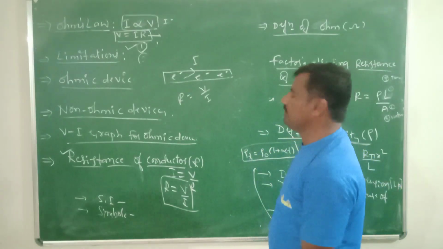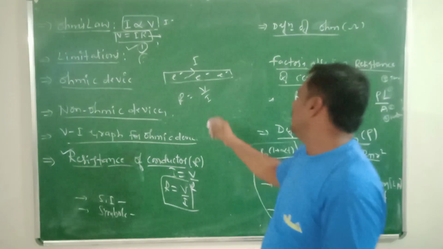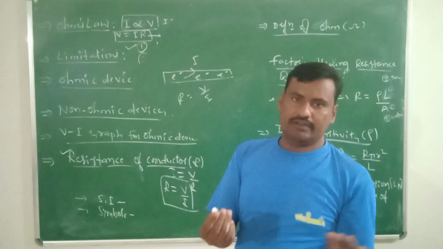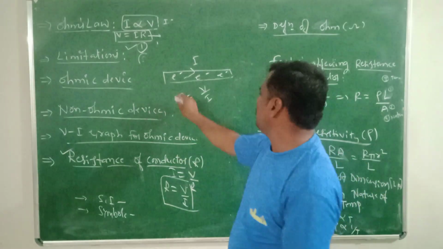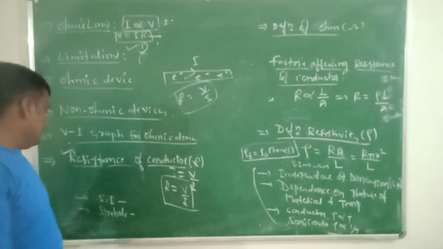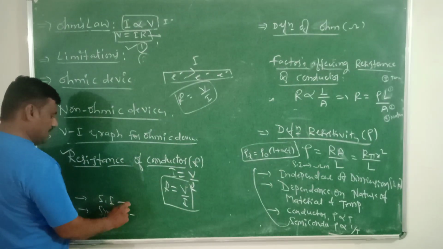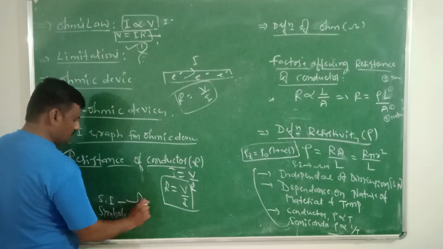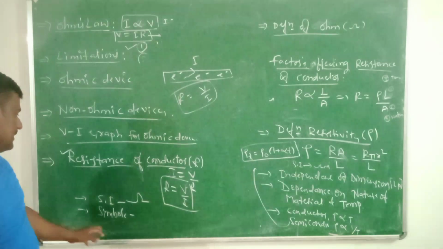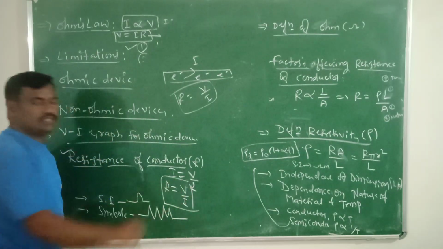V means potential difference applied across the conductor, per unit current flowing in that wire or conductor. That gives the resistance. The SI unit of resistance is ohm. It is denoted as R. The symbol for resistance is like this.